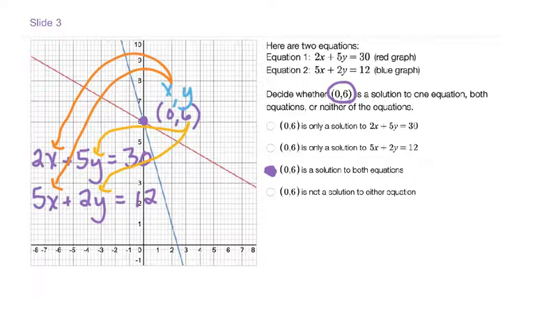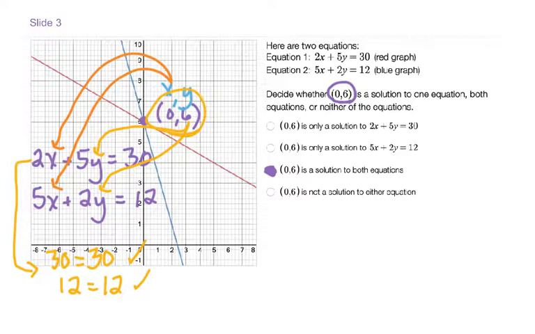And when I actually simplify and solve, the left-hand side of this equation will be 30, and the right-hand side is 30. Therefore, I know that the equation is true and balanced. And the second equation will be 12 on the left and 12 on the right. Therefore, I know that both equations are balanced. They both have the same solution on the right and the left. Therefore, this ordered pair is a solution to both equation 1 and equation 2.